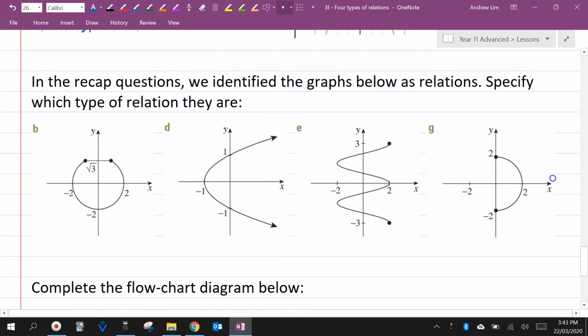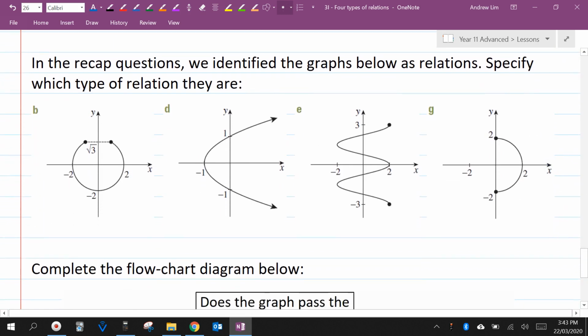Alright, so in the recap questions before, we identified these graphs below as relations. I want you to tell me what kind of relations they are. Are they one-to-many or many-to-many? Pause the video, have a go yourselves.